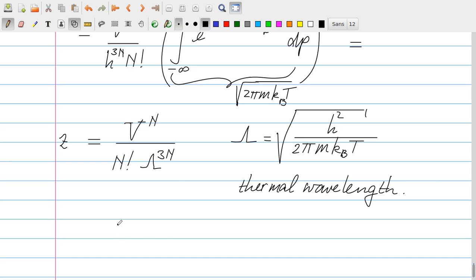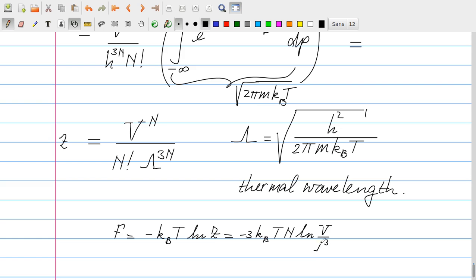Now we can of course calculate the F, which is minus k_BT ln Z, and that can be worked out straightforwardly. So we first get a minus k_BT times 3n log of V over lambda to the power 3.